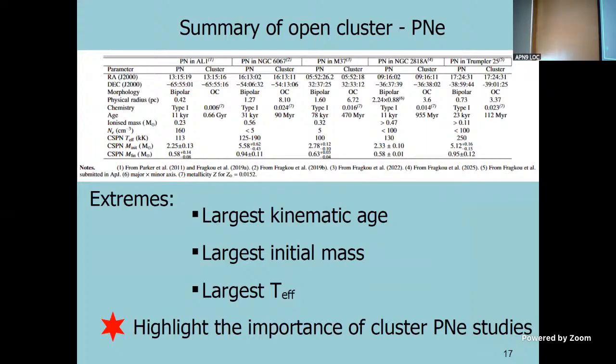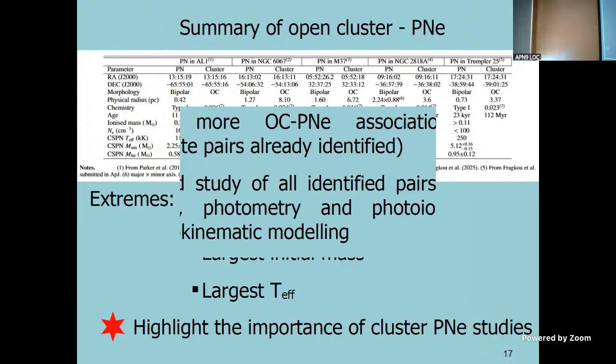As a summary of all our identified objects, we can see that all planetary nebulae are bipolar and have type 1 chemistry. And they also tend to present some extremes, such as the largest kinematic age found for a planetary nebula, the largest initial mass confirmed empirically, and the largest central star effective temperature. These things highlight how important it is to study planetary nebulae in clusters.